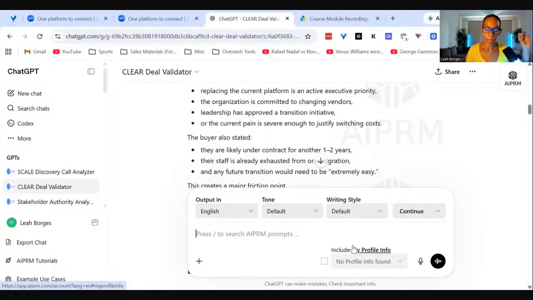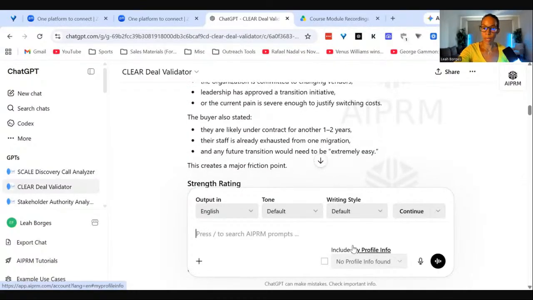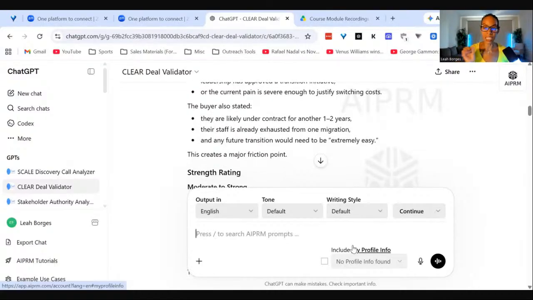When a buyer contacts us, or we do outreach and we hear they want to switch from their current platform, a lot of times we get happy ears without really qualifying what that means, and whether they are committed to going forward with this, right? Because there's all kinds of things that are blockages to a buyer actually switching platforms, or switching providers, or switching machinery, if you will, if you are in manufacturing, right? So this is some of the weak points, right? Organization is not committed to changing. There's little evidence that leadership has approved the initiative, or the current pain is severe enough to justify switching costs.